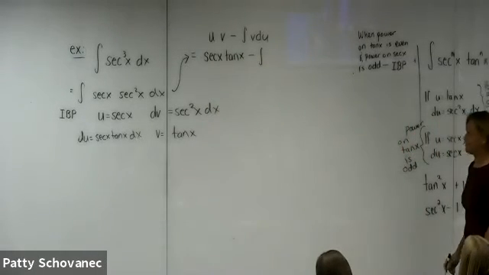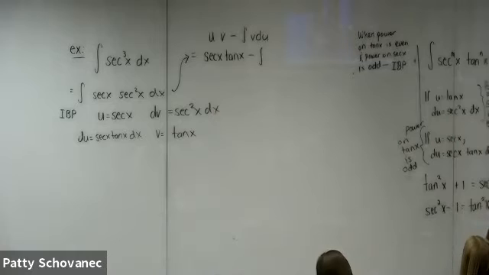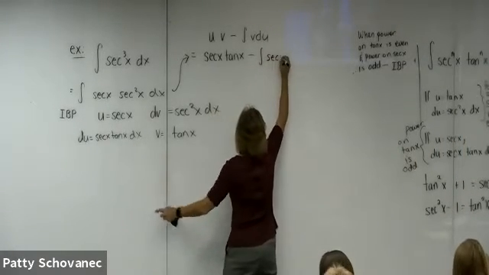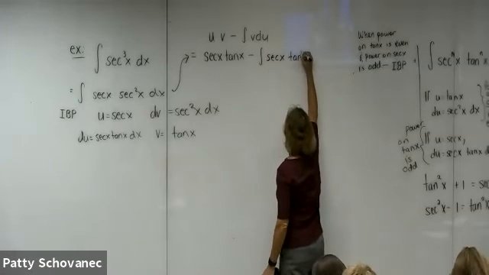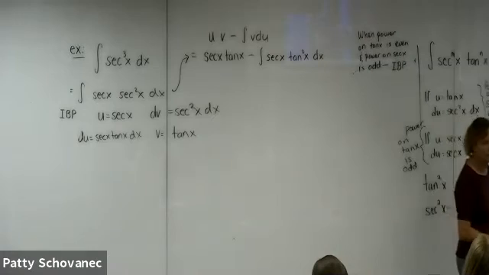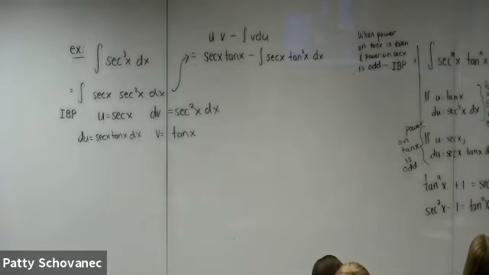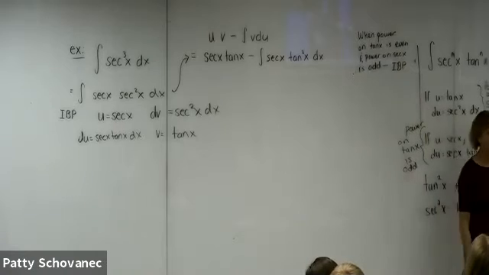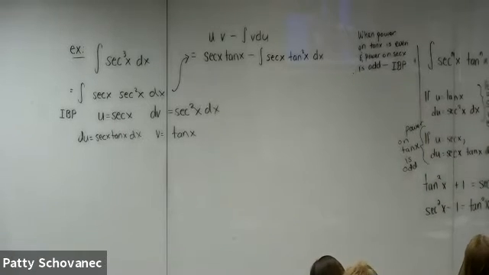V times du, if I multiply and simplify as I do it, will give me a secant of x times a tangent squared of x dx. We can do that. See the v du? Secant of x times the tangent squared of x dx. You run into the same problem again, where the tangent power is even and the secant power is odd. So we're going to have to get it back to secant cubed. How?